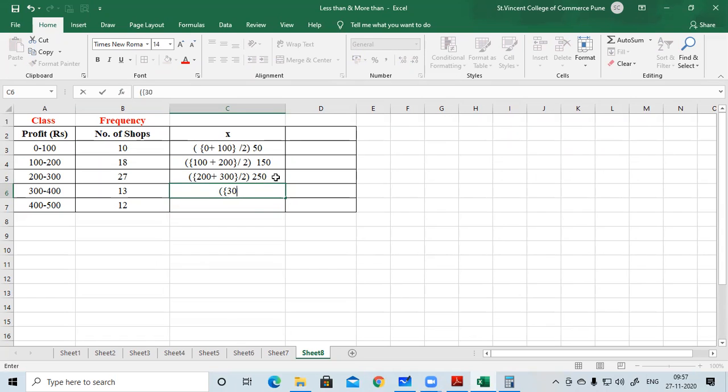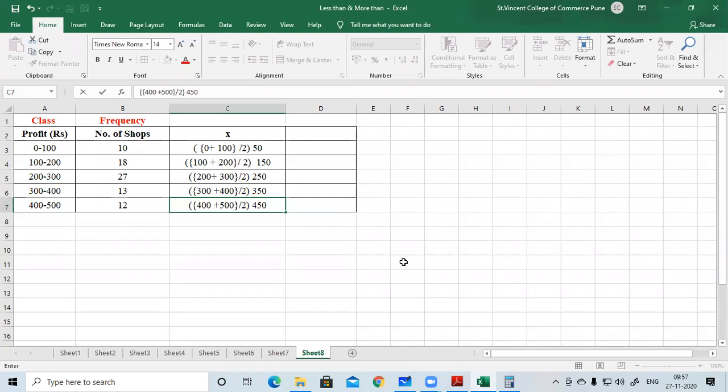Then you have 300 plus 400 divided by 2, which is 350. And finally, we have 400 plus 500 divided by 2. The answer comes to 450. You understood this?